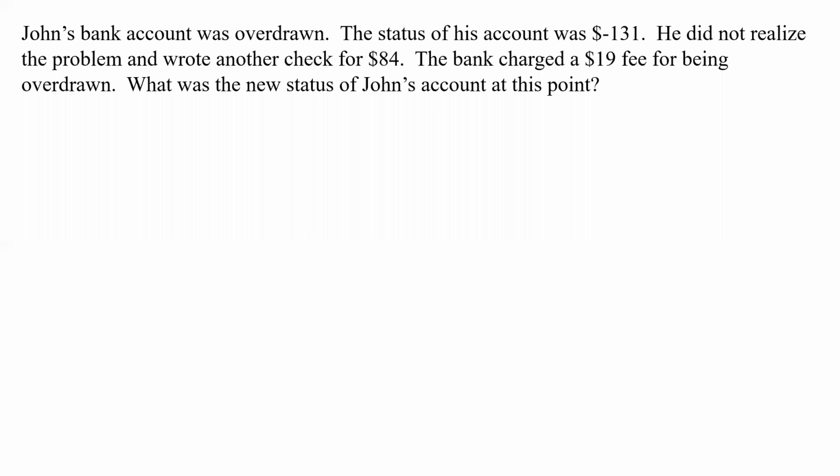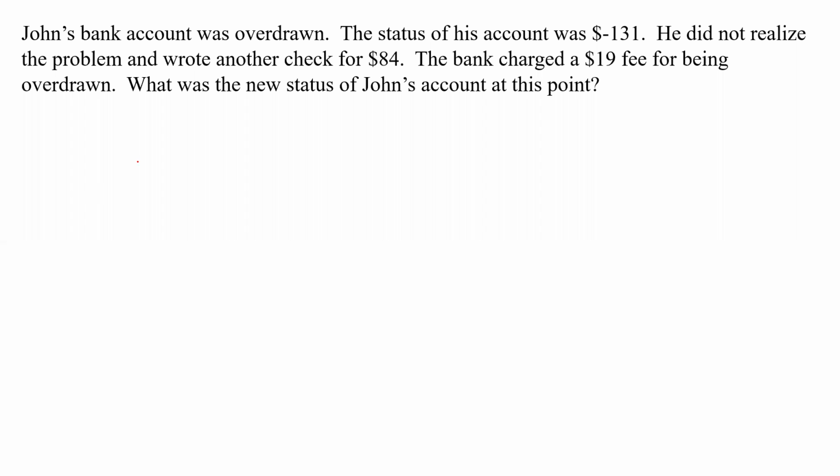Okay, here we are again. So now we have an application problem. It says John's bank account was overdrawn, which means he wrote a check for too much or withdrew too much. And the status of his account was negative $131. Okay. So he did not realize the problem and wrote another check for $84. So that means he's taken another $84 out.